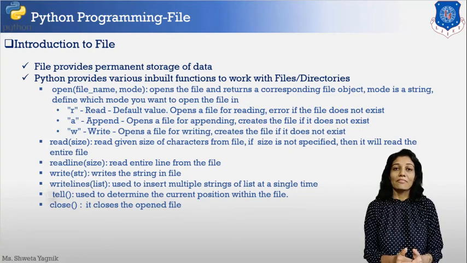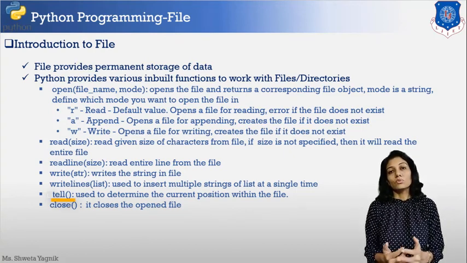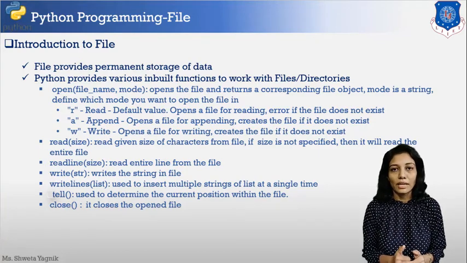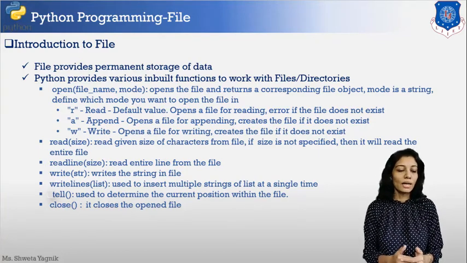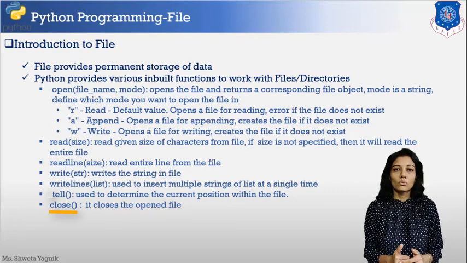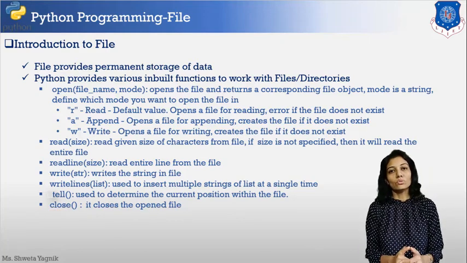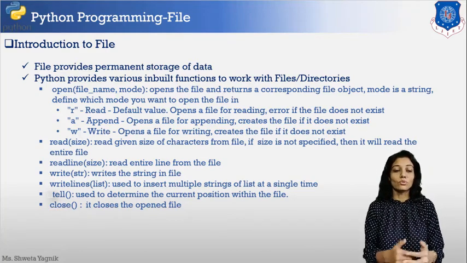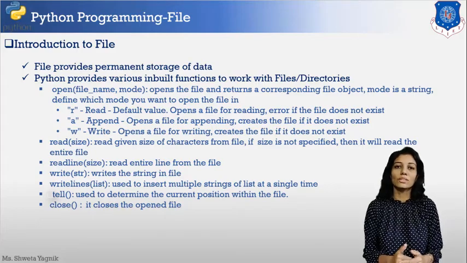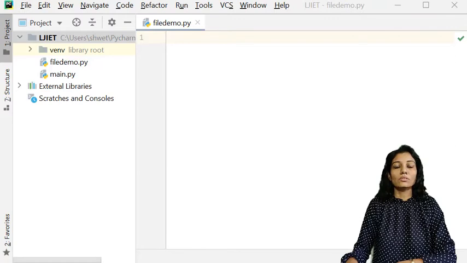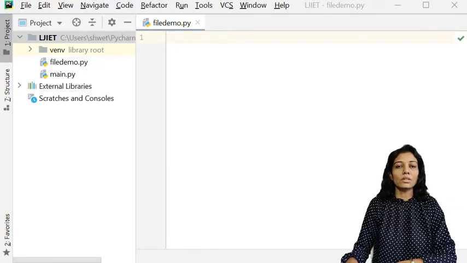Then we have tell, which will give us the current pointer position in the file. We will see practically how to use it. And lastly, we have close. If we want to close our file, we use this close function. So let us see practically how to use these functions and work with files. Now let's create a text file, and through a Python program we will try to read it.